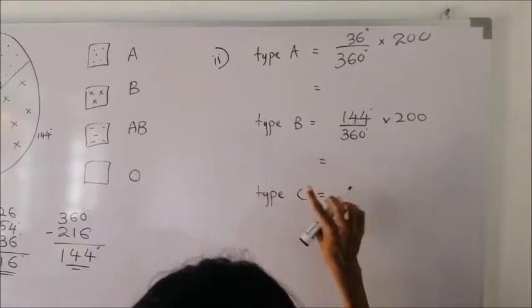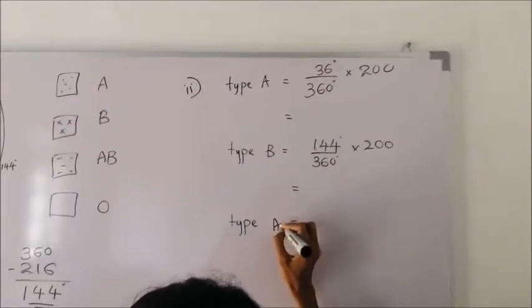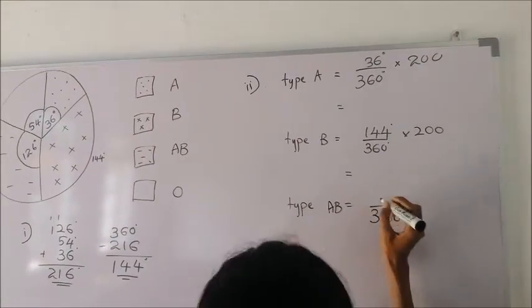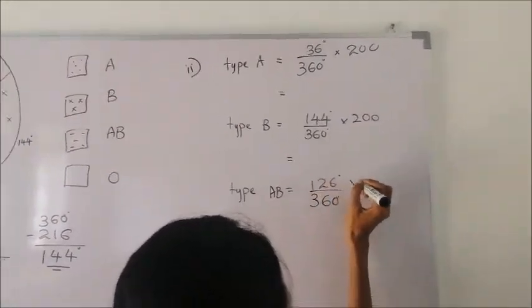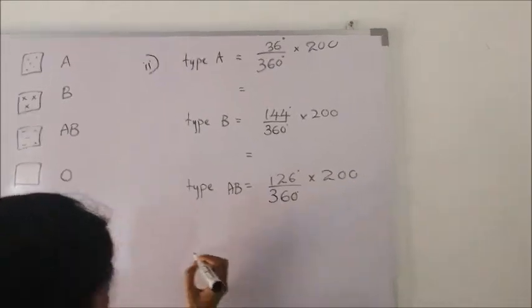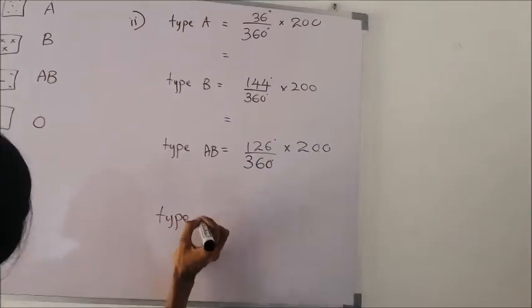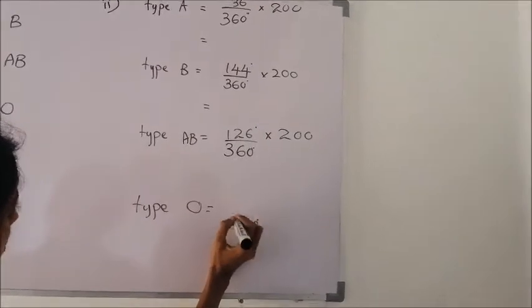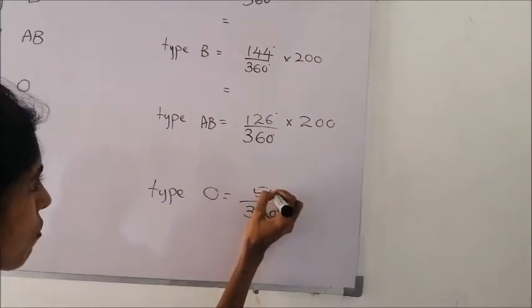Type AB, out of 360, 126, multiplied by 200 again. Type O, 54 degrees.